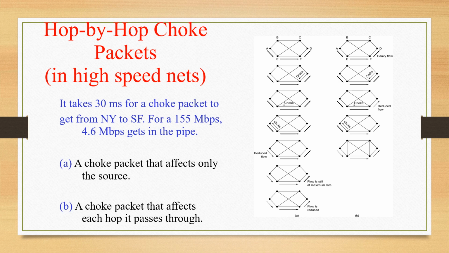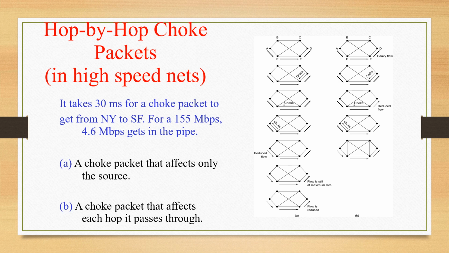Hop by hop choke packet. Over long distances, if your subnet is long or at high speed, choke packets are not very effective. So here we use the hop by hop method. An efficient method to send a choke packet is hop by hop, or node by node. This requires each hop to reduce the transmission even before the choke packet arrives at the source.